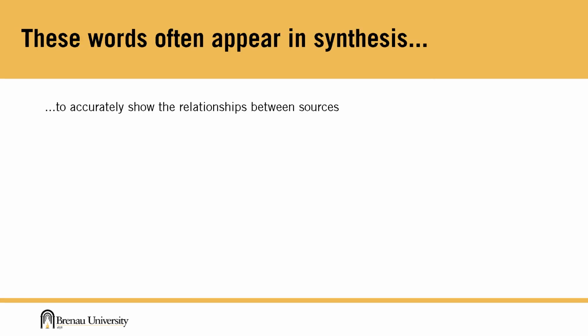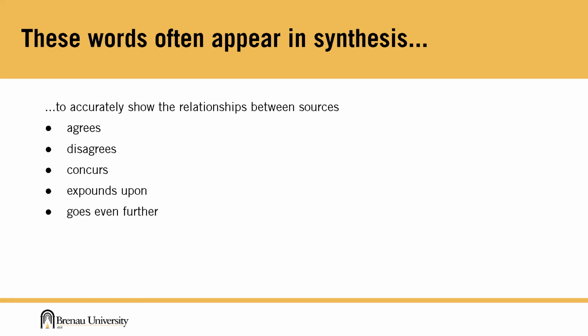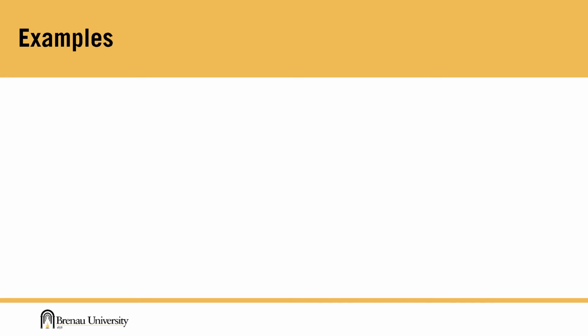When you write a synthesis statement, you are trying to accurately show the relationships between sources. There are many different kinds of relationships, so you may use a lot of different words to describe this. Here are some examples of verbs you often see in synthesis statements: agrees, disagrees, concurs, expounds upon, goes even further, contradicts, confirms, clarifies. Here are some examples of good synthesis statements. In a real synthesis statement, you would have in-text citations showing which information came from which sources.